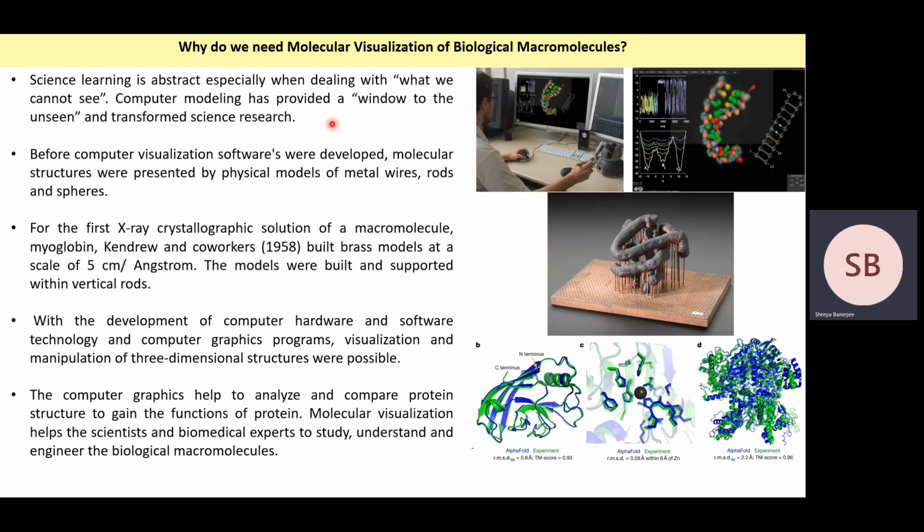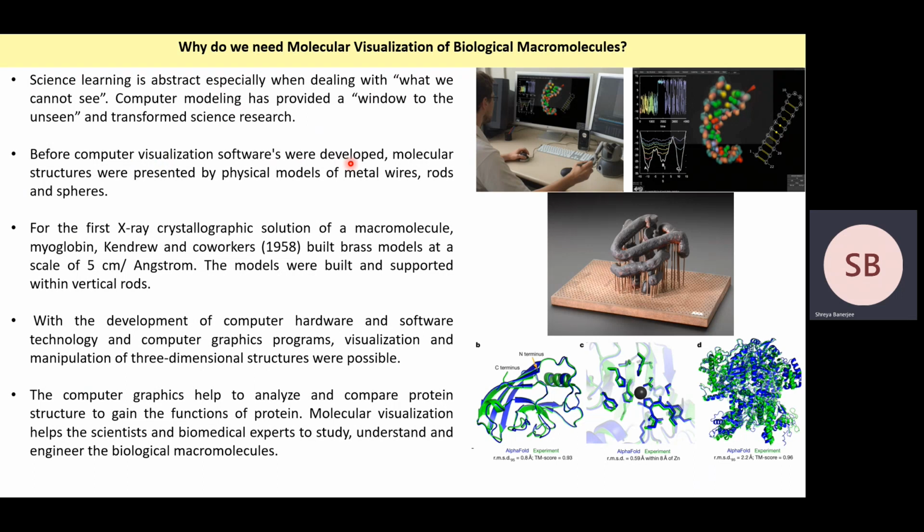So we had talked about the different levels of organization, from atoms to molecules to cells to organs and organisms. But molecules and atoms are not visible to the naked eye. However, they can be observed by computer modeling, and this enables us to picture what previously could only be imagined.